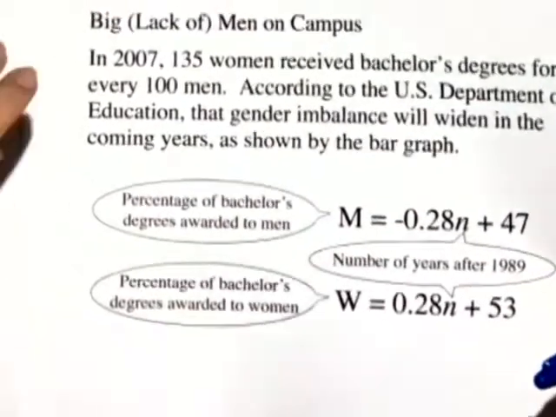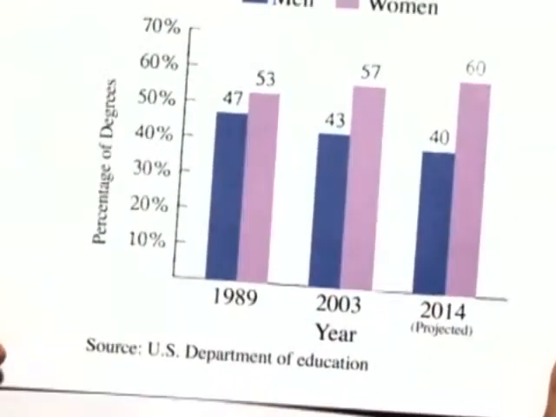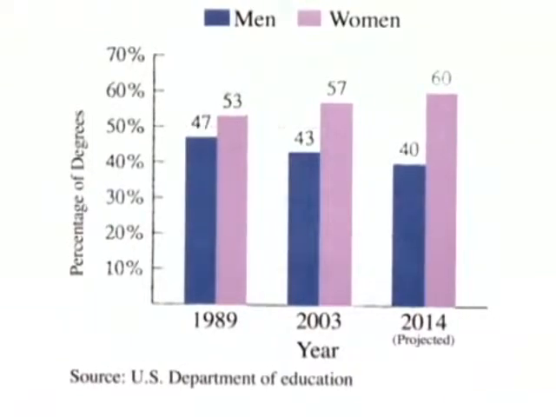So the bar graph shows the percentage of bachelor's degrees awarded to United States men and women. And we have three time periods shown: 1989, 2003, and 2014. Let's go to Part A.